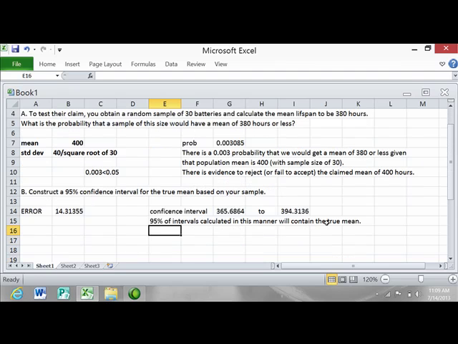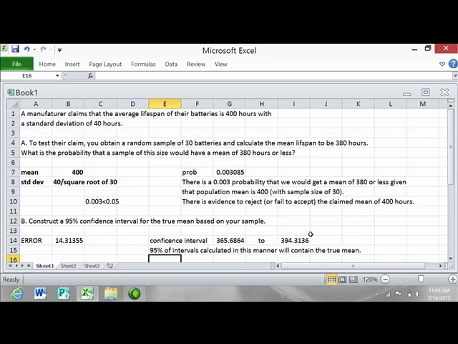But this is another way to test the claim of 400. We have enough evidence at the 95% level, you could say, to reject that claim, or at least not accept that claim that batteries are lasting on average 400 hours. We think they're lasting less.